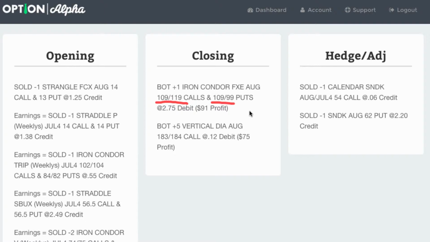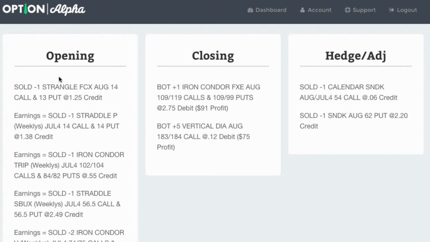$10 wide iron butterfly centered all over 109 on FXE. And with the stock trading just a little bit higher today, we were able to close it at a $275 debit for a $91 profit on that trade. So again, just being very systematic and mechanical with how we get out of things.